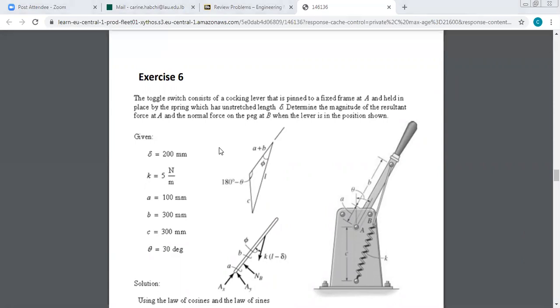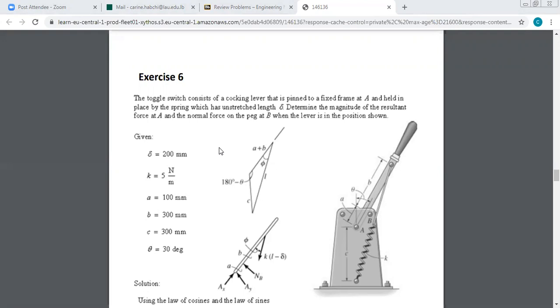Okay, in this problem, we have a lever that is pinned to a fixed frame at A and held in place by the spring, which has a non-stretched length delta. Determine the magnitude of the resultant force at A and the normal force on peg at B when the lever is in the position shown.